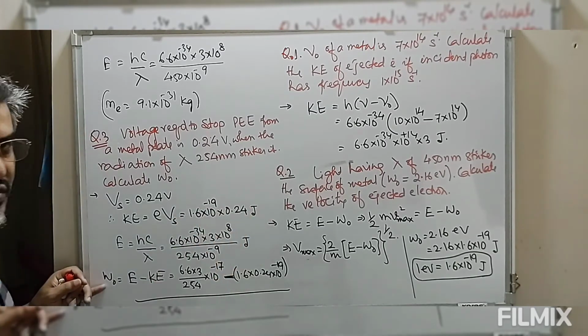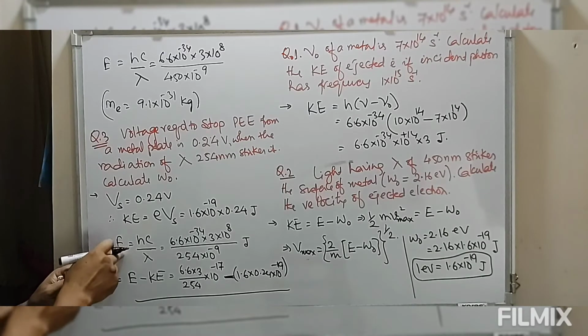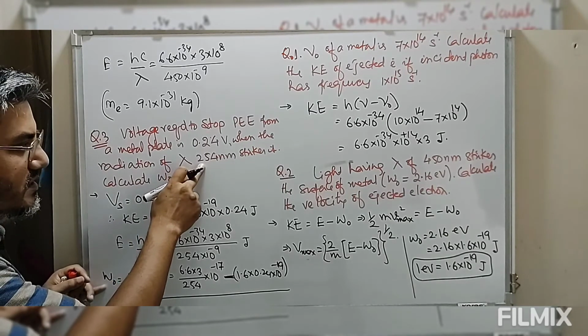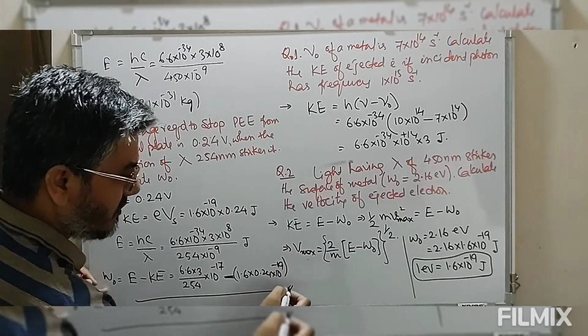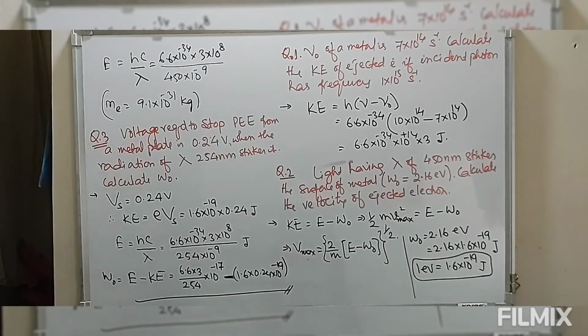So we have energy in terms of joule, and energy of the incident photon is hc by lambda. So lambda is given as 254 nanometers. So this is how we use stopping potential.